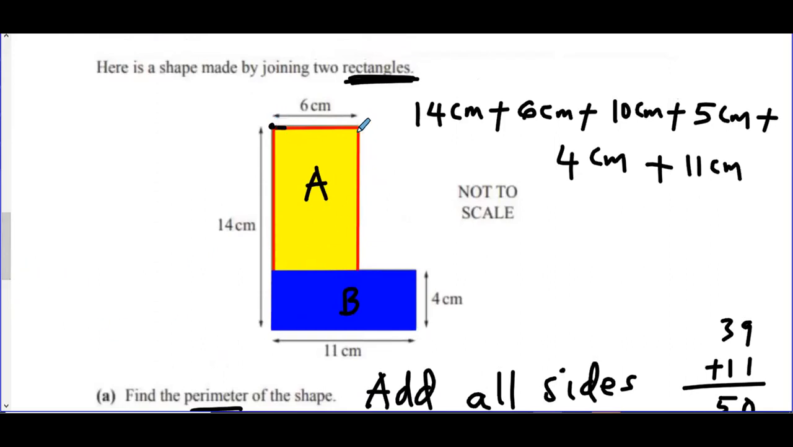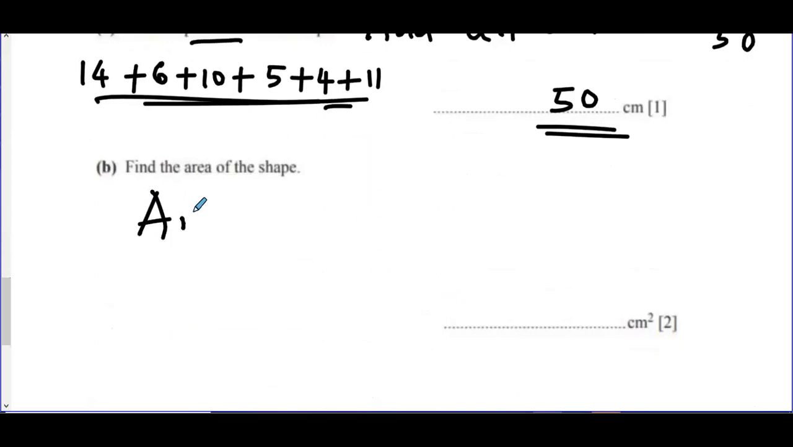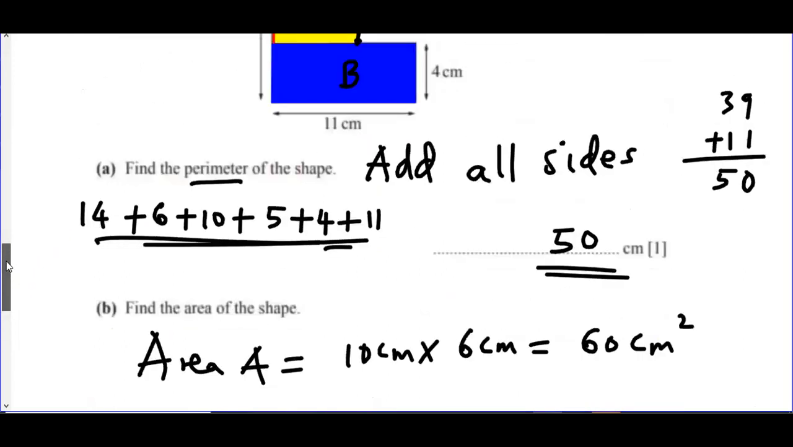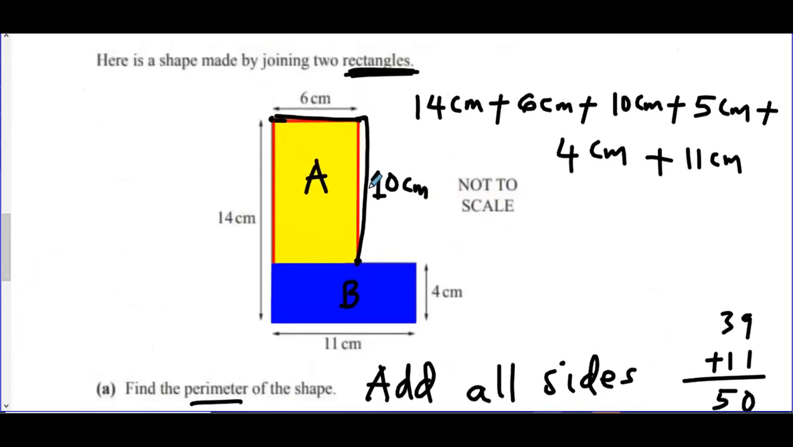Area A is this yellow color. The length of the yellow color is from here to this point, and do you remember that we said it is 10? And the width is from here to here. So area A will be equal to 10 centimeters multiplied by 6 centimeters. This gives you 60 centimeters squared. But that is not final. This is area A, which is 10 times 6.